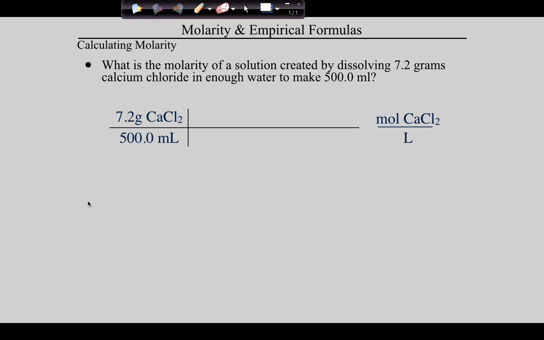So let's start at the top. What do we need to know to go from grams to moles? Formula mass. Calcium is 40.1. Chlorine is 35.5 times 2 is 71.0.